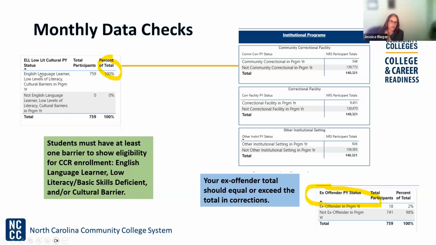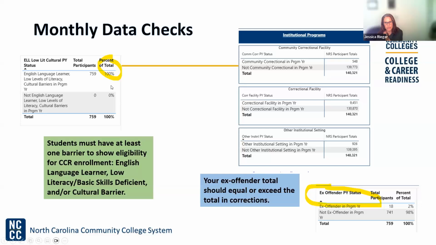areas. So to show eligibility for CCR enrollment, your students need to either be an English language learner, low literacy, basic skills deficient, and or cultural barrier. Students can have multiples of these, but they do need to have at least one. So your total here should always be 100%.